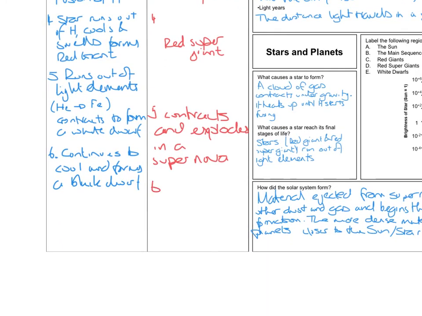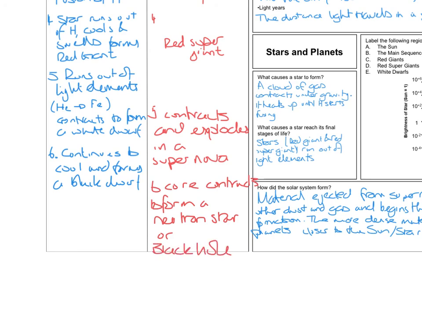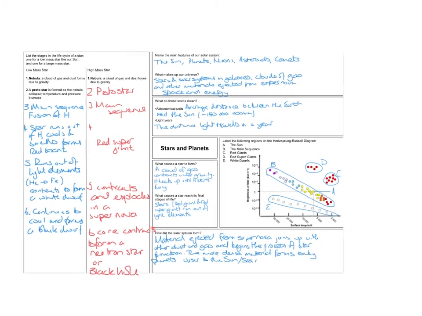Alright, so now we've got two options. It's either going to form, so the core contracts to form a neutron star, or it continues to collapse to form a black hole. Okay. All right. So there's our review sheet.